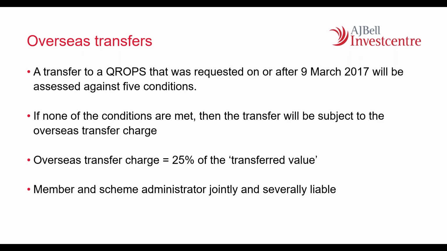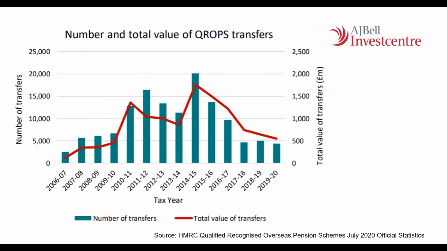We can see this has had a pretty dramatic effect on the total number and value of QROPS schemes. This is the latest stats from HMRC. We can see the number of transfers was over 20,000 in the 14-15 tax year, before these rules came in, and how much that has dropped by the last tax year, 19-20, when there were just 4,400 transfers. So quite a significant drop in QROPS activity. It's been successful in curtailing that if people weren't doing it for legitimate reasons.